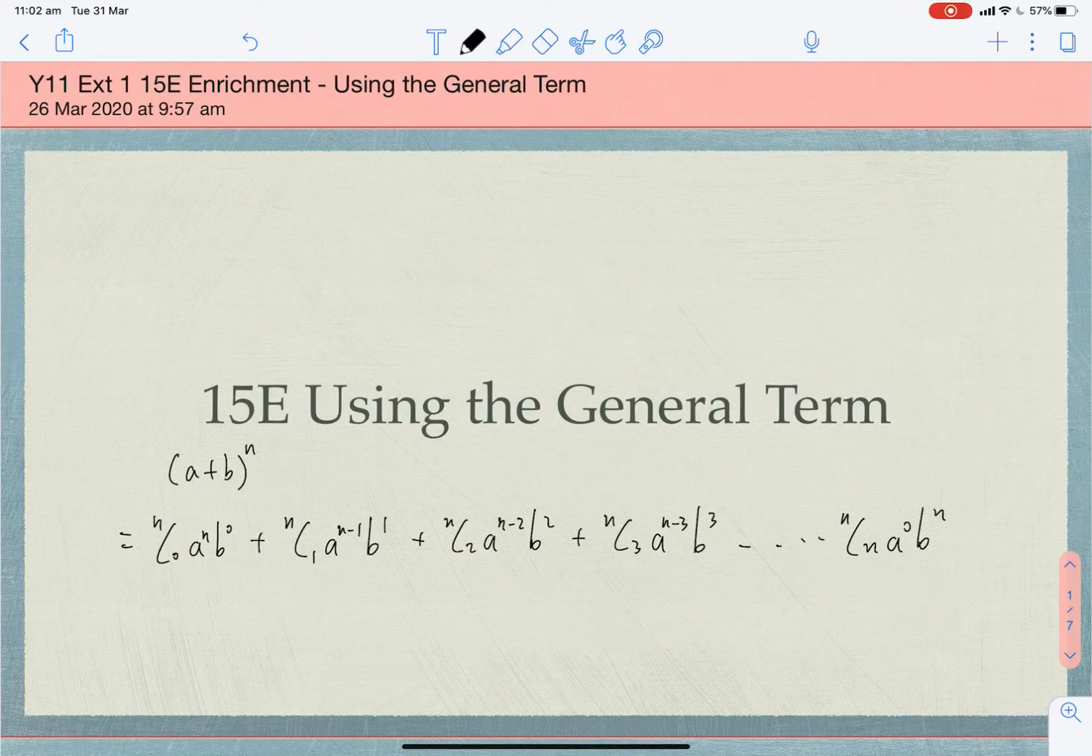So that means we have a general term if we know which term we're looking at. If we do n choose r, let's say the rth term, and you see the pattern there, a to the power of n minus r, b to the power of r. So that is our general term. That's the thing that you need to remember.